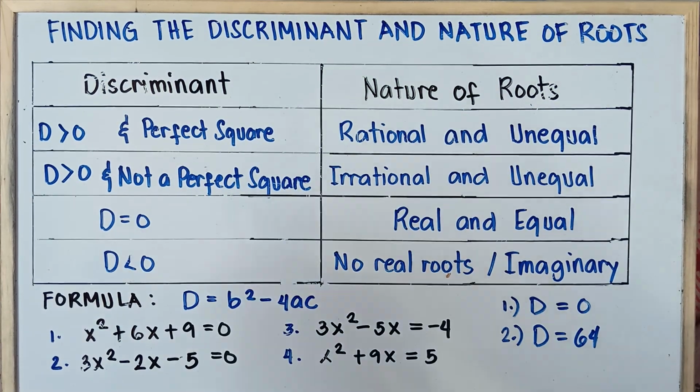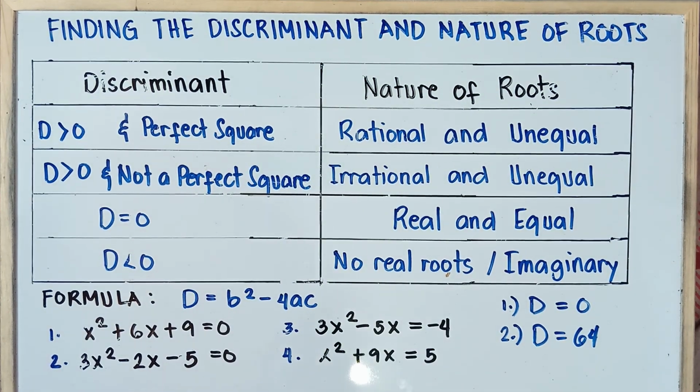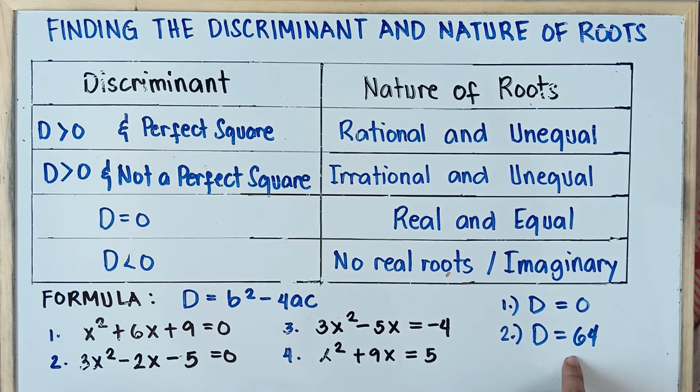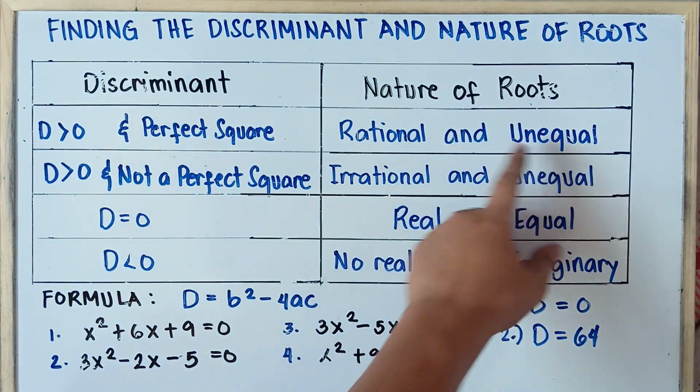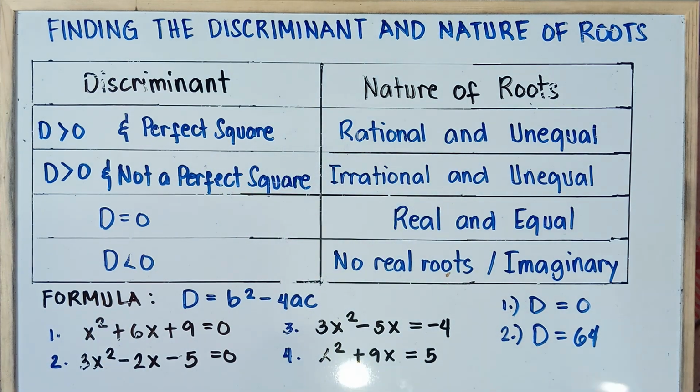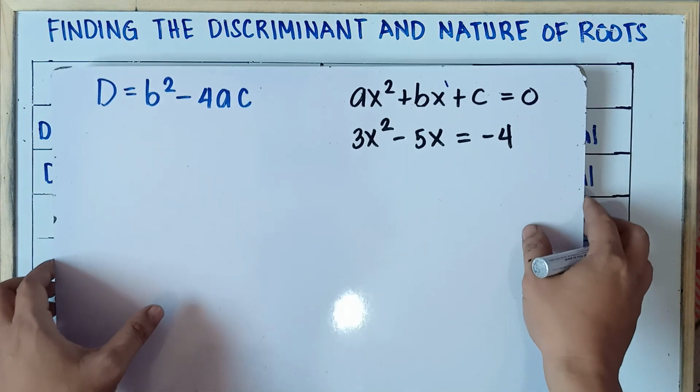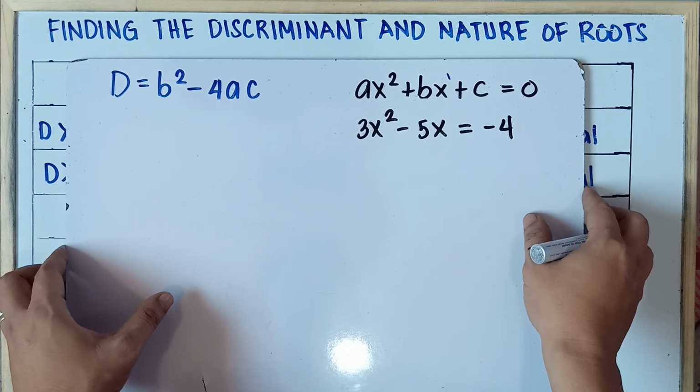Alright, so let's proceed now to example number 3. Once again, class, for number 2, the answer for the discriminant is equal to 64. And the nature of roots would be rational and unequal because it is a perfect square. Alright, so let's proceed now to example number 3. We have given 3x squared minus 5x equals negative 4. So let me just copy it here. Yep. Same. 3x squared minus 5x equals negative 4.